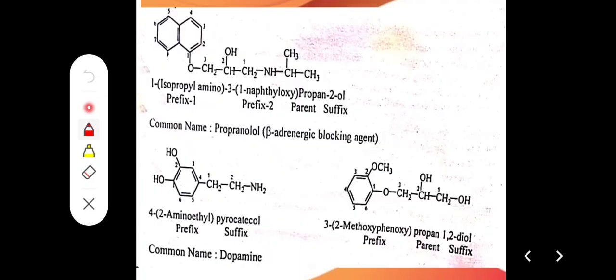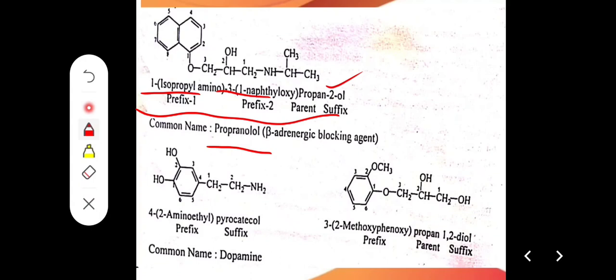There is this type of beta adrenergic blocking agent, propranolol, that has a configuration. This is the IUPAC name. There can be lots of substitutions. One is an isopropylamino group, another is a naphthyloxy group, and an OH is present. So that's why we get the name 1-isopropylamino, that is prefix 1, and 3-(1-naphthyloxy), that is prefix 2.